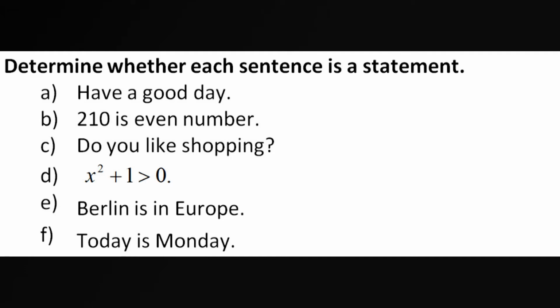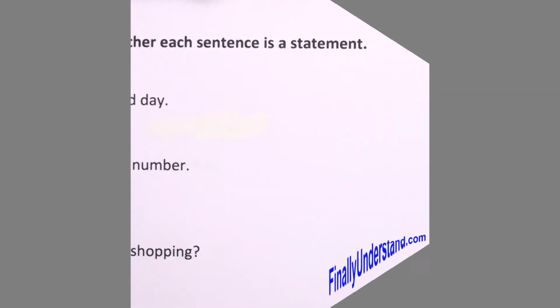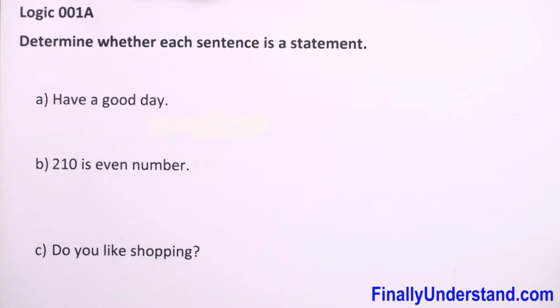We have to determine which of these sentences is a statement. First, what is a statement? A statement is a declarative sentence that is either true or false, but not both true and false. So let's read the first example.